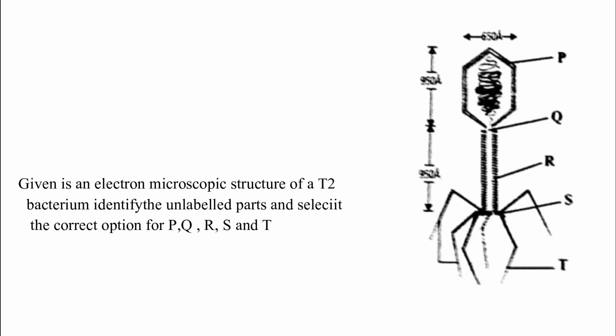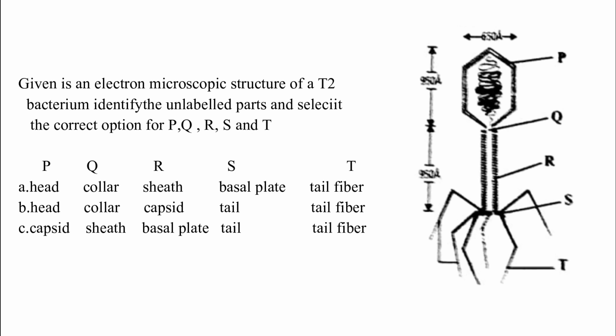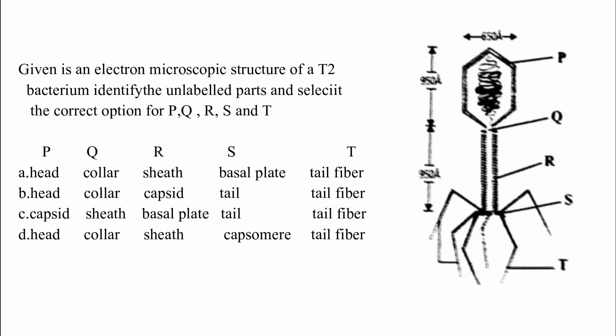Given is an electron microscopic structure of a T2 bacteriophage. Identify the unlabeled parts and select the correct option for P, Q, R, S, and T. Option A: head, collar, sheath, basal plate, tail fiber. Option B: head, collar, capsid, tail fiber. Option C: capsid, sheath, basal plate, tail fiber. Option D: head, collar, sheath, capsomere, tail fiber. The correct answer is option A, which is P, head, Q, collar, R, sheath, S, basal plate, and T, tail fiber.